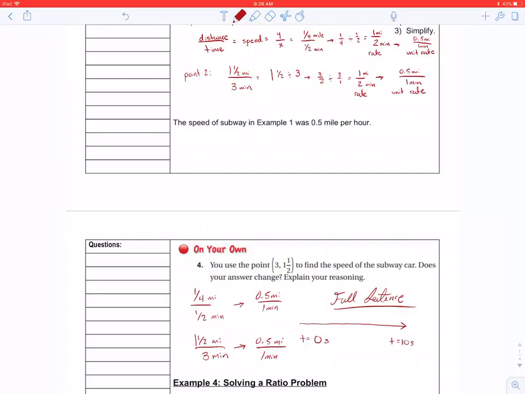And the car is traveling at a constant speed, which it is, then we wouldn't expect the unit rate or the rate to change at all. We wouldn't expect the speed of the subway car to change because it's still the same subway car. So the way that you could write this full sentence that it's asking you for is you could say that the speed of the subway car does not change because the speed is constant and the 2 different points represent the same subway car.